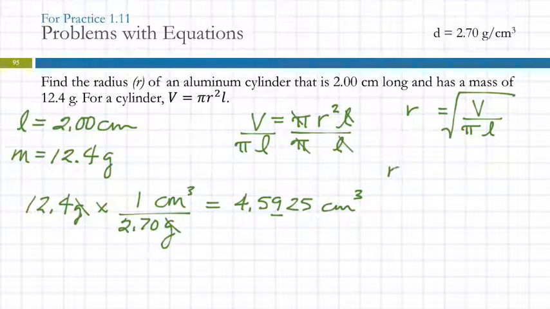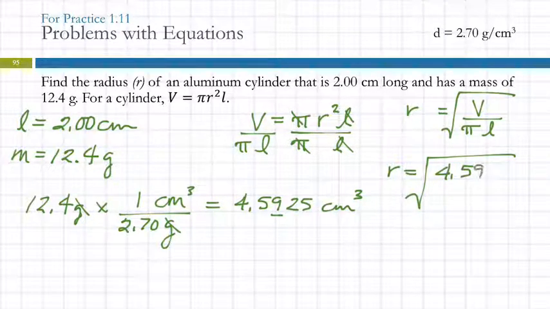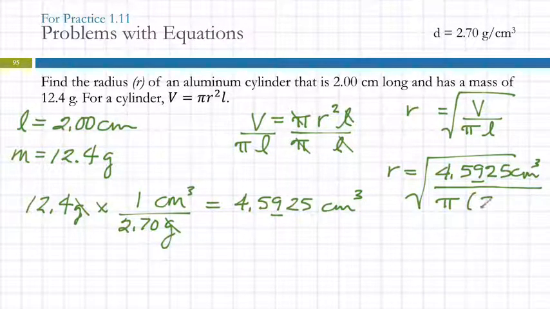So now, R equals the square root of 4.5925 with the 9 underlined. That reminds me that this number has 3 significant figures, and I'm going to divide by pi times the length, 2.00 centimeters. So calculators use different logic, and so some of these you do going forward and some you do going backward. On mine, I'm going to take the square root of 4.5925 divided by pi divided by 2 equals, and the radius is 0.85.